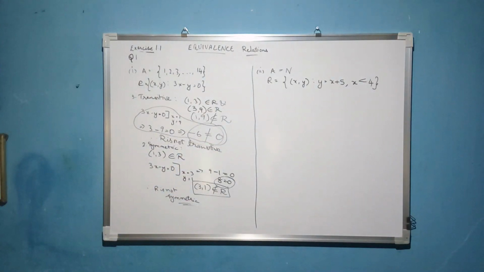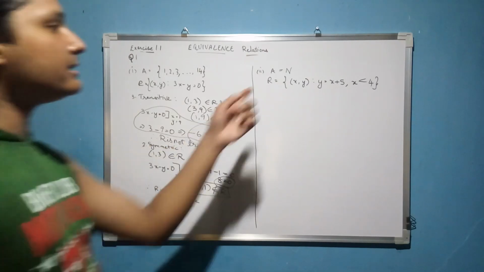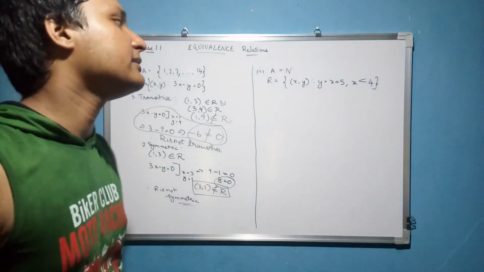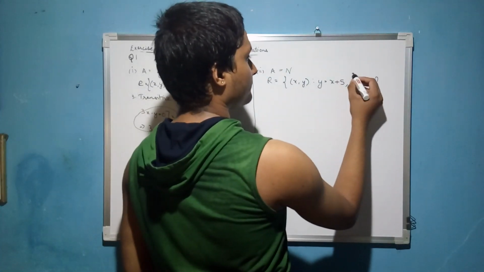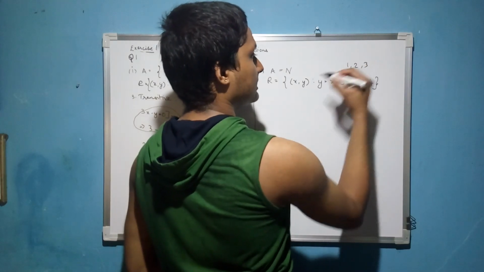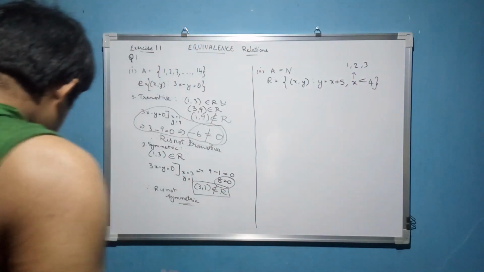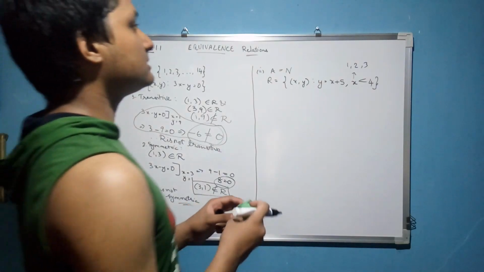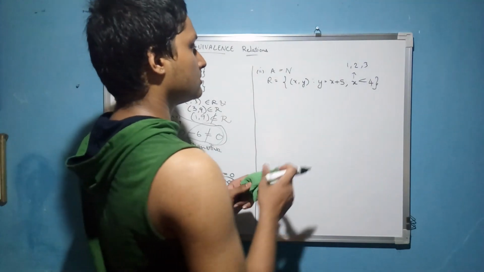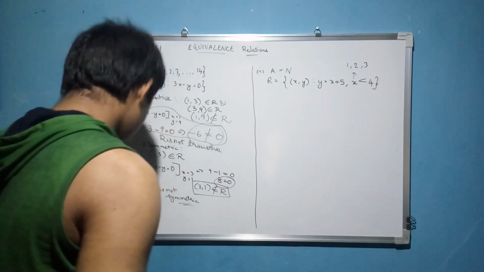The second question states that from the set of natural numbers, N, which is the set on which R is applied, R says (x, y) if y is equal to x plus 5 and x is less than 4. x is less than 4 and it belongs to the natural numbers. That means whatever values x can take, it is 1, 2, 3. Maybe I can write that set here instead of writing the natural numbers. y is not belonging over here, that's why I did not write it.